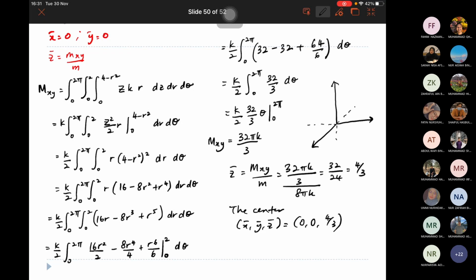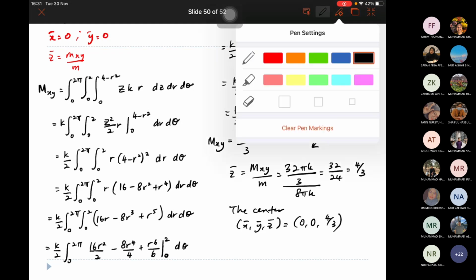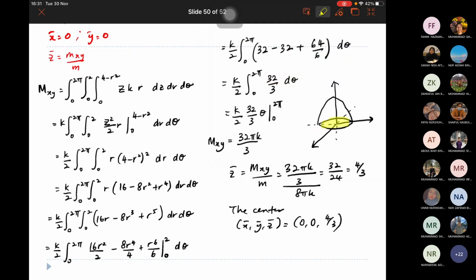So betul lah 0, 0, 4/3 sebab solid awak tadi kalau kita buat dia punya sketching dia kan macam gini. This is your solid. Bentuk dia macam gini. Okay. Kat bawah ni adalah dia punya tapak. So dia punya center mestilah dekat tengah-tengah ni. Kan? So tengah-tengah ni adalah 0, 0, 4/3. That is why betul lah yang awak kira. Okay. That is the center of the mass. So, dia kurang kat tengah-tengah, betul-betul dekat tengah-tengah solid tu. That's why kita dapat dia 0, 0, 4/3.